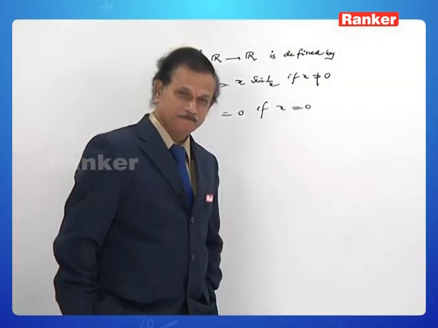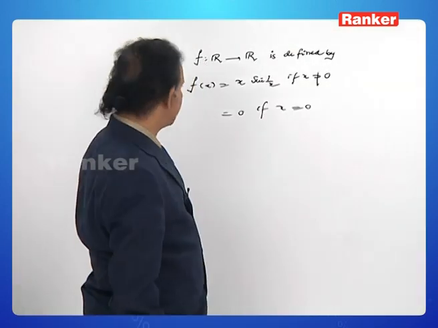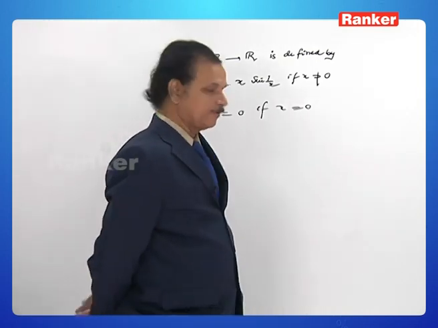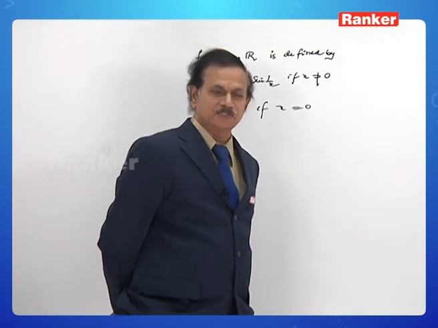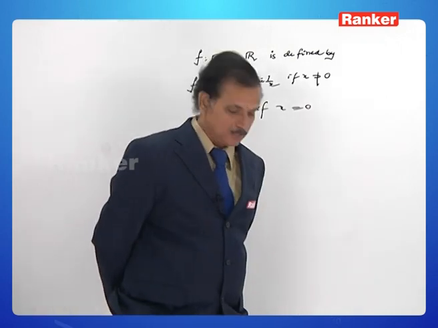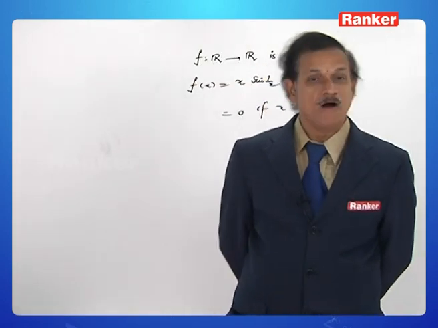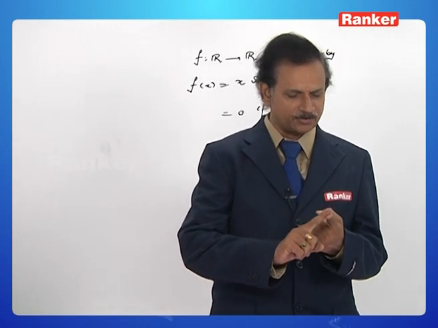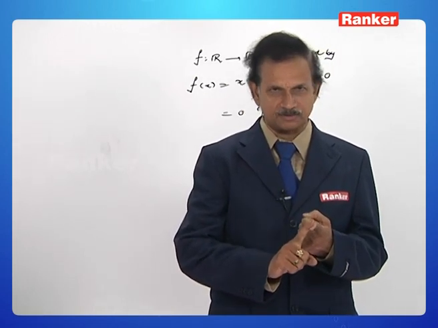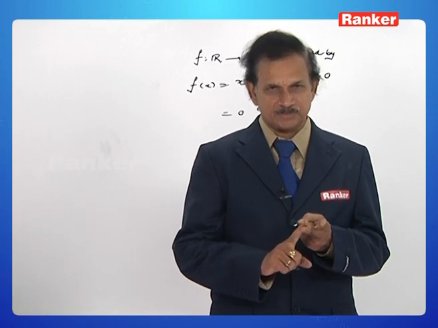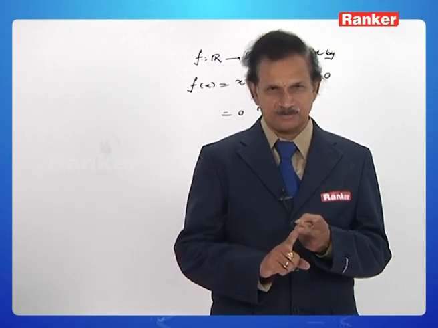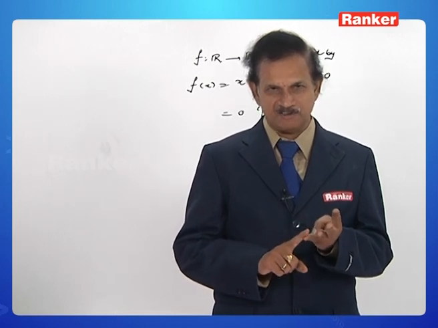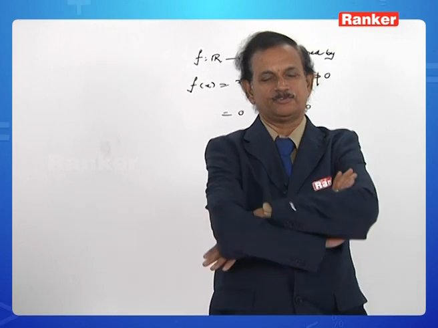Observe the function here. f from R to R is defined by f of x is equal to x sine 1 by x if x not equal to 0, and equal to 0 if x is equal to 0. This is the function given, and regarding this function, 4 options have been given. f is continuous at x equal to 0 but not derivable at x equal to 0. f is derivable at x equal to 0 but not continuous at x equal to 0. f is neither continuous nor derivable. f is both derivable and continuous. These are the options.